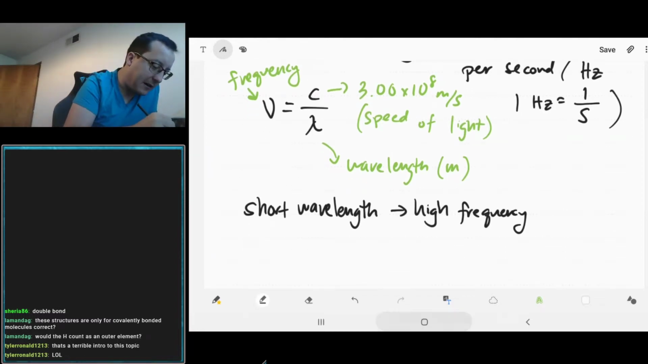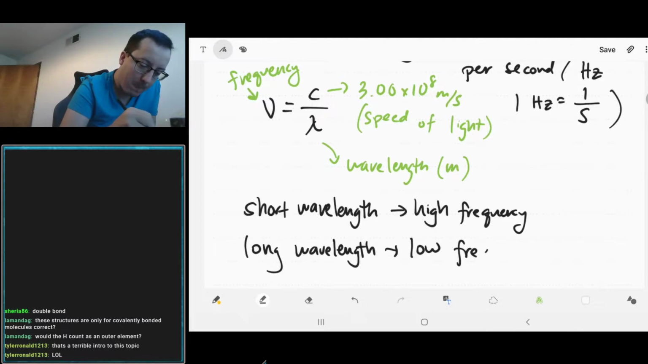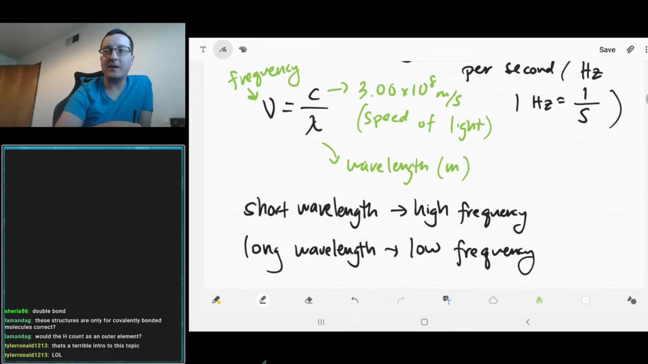And so we're going to see the opposite is true, of course. A long wavelength is going to be a low frequency. Just because if your wavelength is a meter long, compared to 10 to the minus 10 meters, you're going to hit that top point much less often in that 1 second.